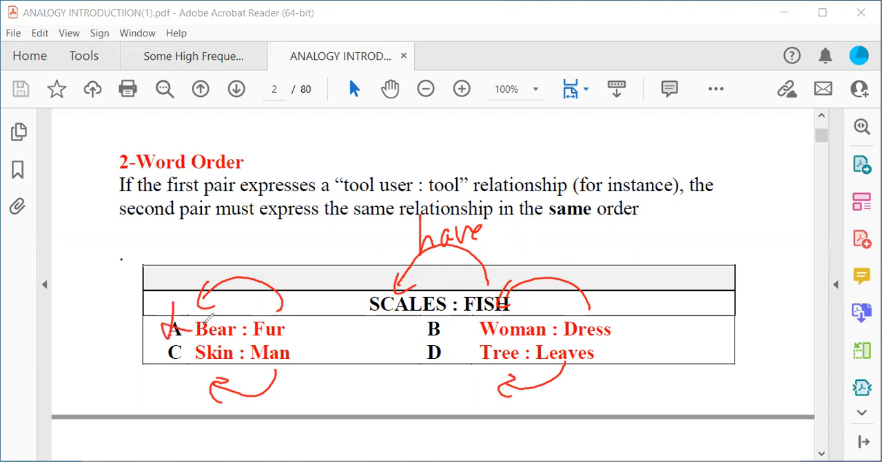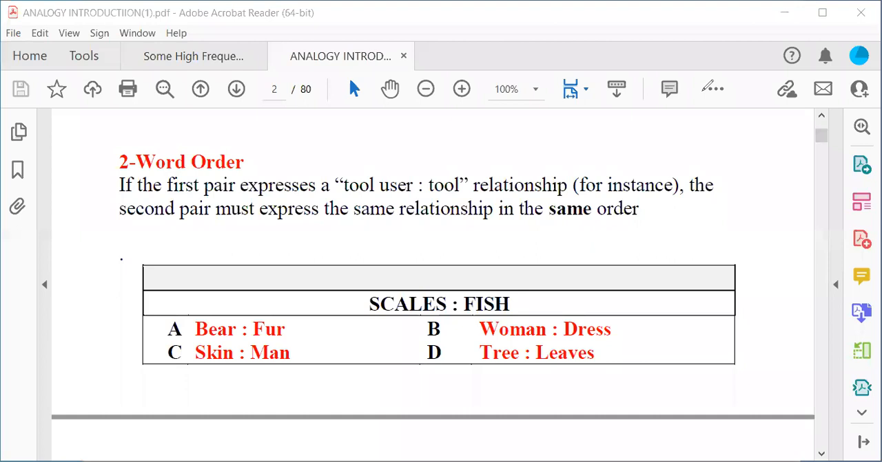Fair is bear, this can't be. Dress has woman, no. Leaves have tree, no. Man has skin, yes. So according to the order here, C is the correct answer. This is the second one.